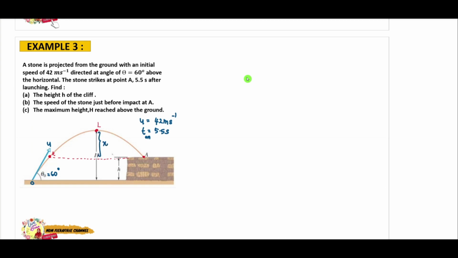Okay, so memudahkan saya. And now, since we already know that T from O to A is equal to 5.5 seconds, therefore, we need to calculate first what is the total displacement from O to L. Okay, so total displacement from O to A, saya akan tulis sebagai SY OA equal to SOK, dia akan bergerak daripada O ke K dulu, plus SKL, K to L, and then daripada L ke A.